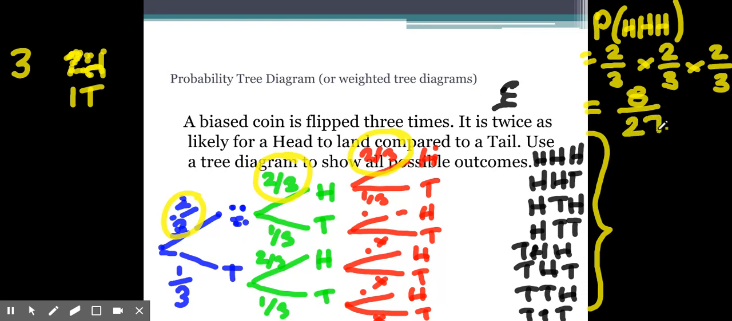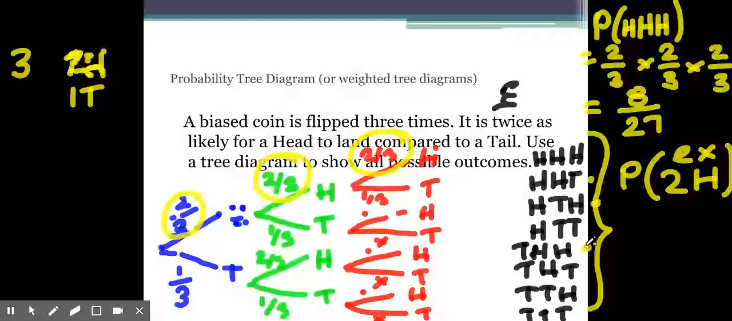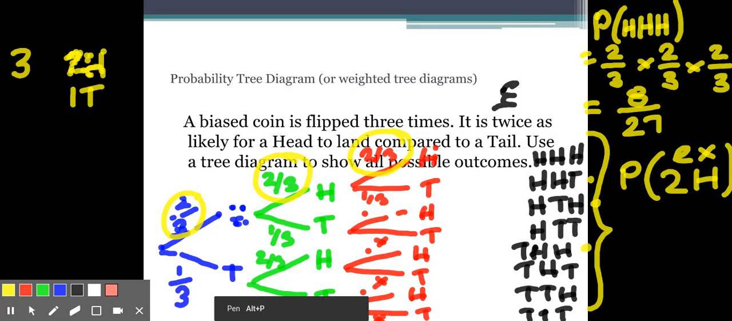And if you compared this to the previous one where it was unweighted, the chance of getting 3 heads was 1 out of 8. So let's have a look at the probability of exactly 2 heads. We're looking at the situation here, here, and here. Now for each one of those probabilities, I have to work my way down the tree.